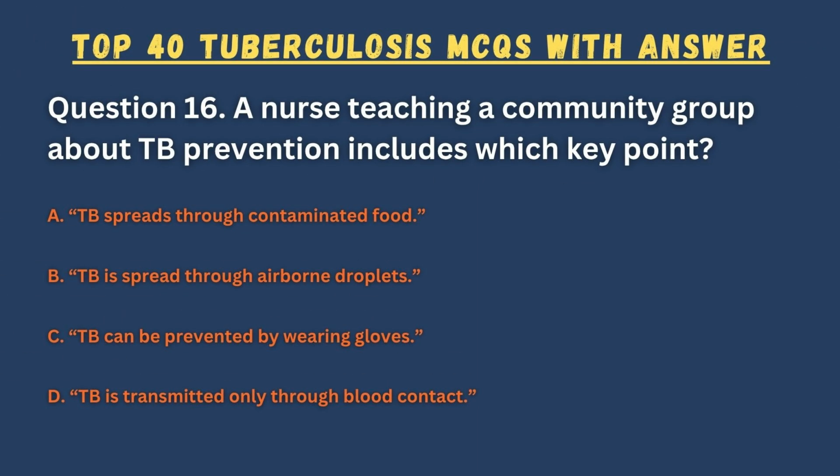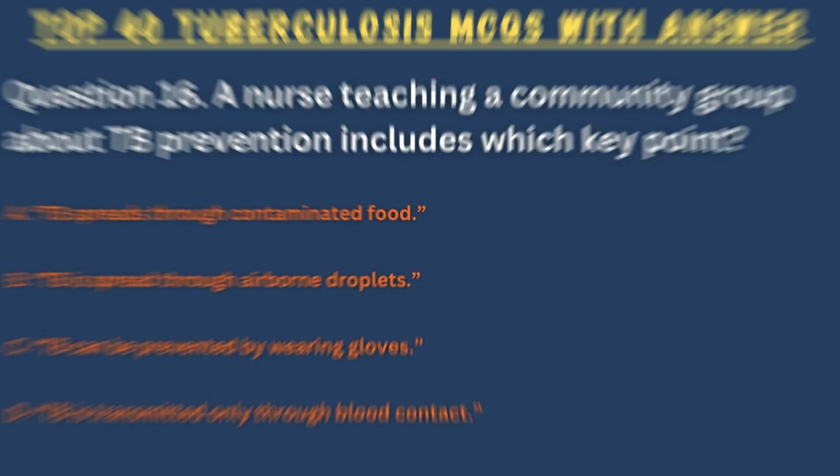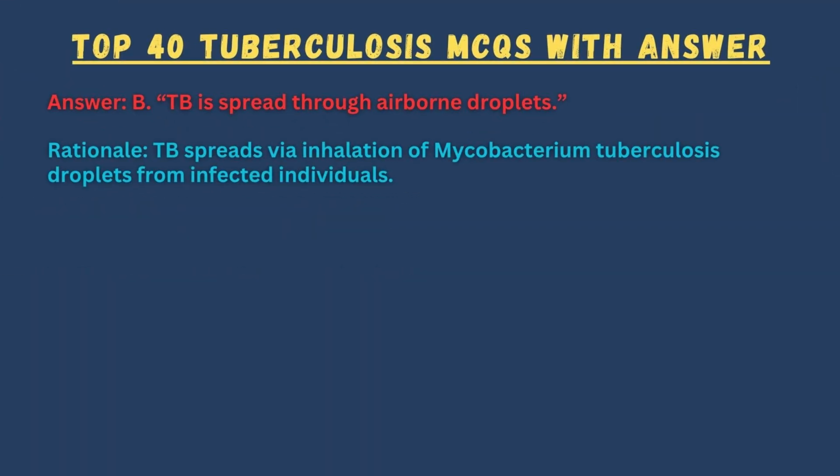Question 16. A nurse teaching a community group about TB prevention includes which key point? A. TB spreads through contaminated food. B. TB is spread through airborne droplets. C. TB can be prevented by wearing gloves. D. TB is transmitted only through blood contact. Answer. B. TB is spread through airborne droplets. Rationale. TB spreads via inhalation of Mycobacterium tuberculosis droplets from infected individuals.